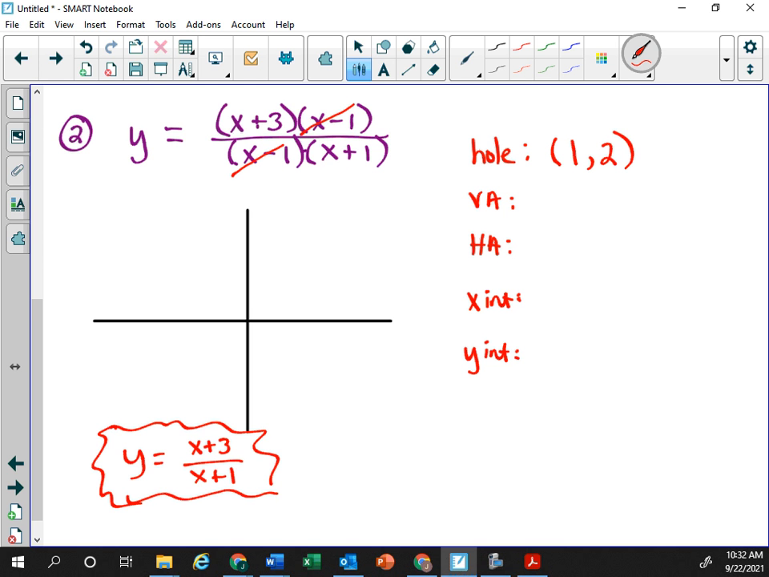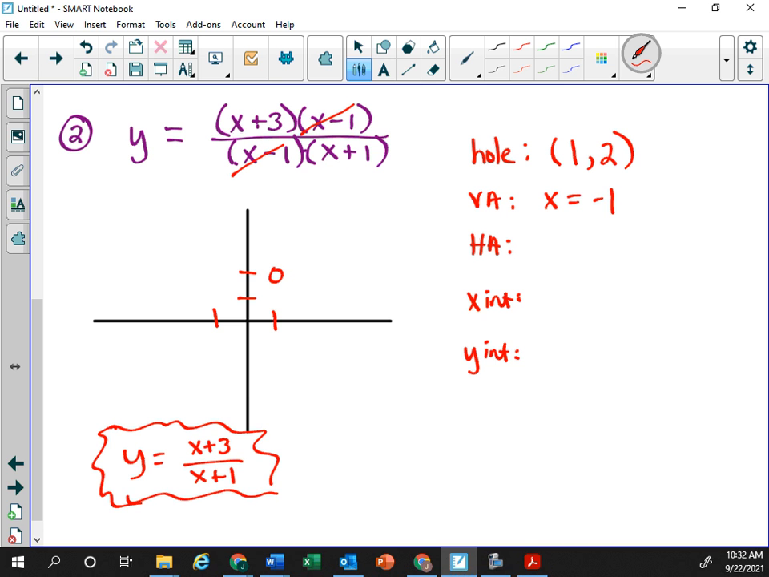Now what you do with that on your graph, you're actually going to go to the point 1, 2 and draw a little open circle. You want to note, hey, there's a hole on my graph here. Then vertical asymptote, that's when the denominator equals 0. So again, that's going to be at x equals negative 1.